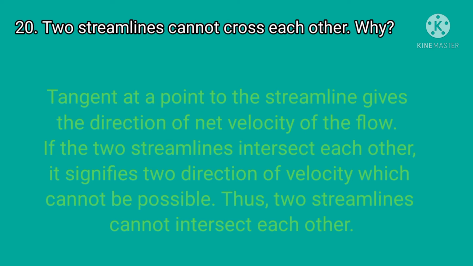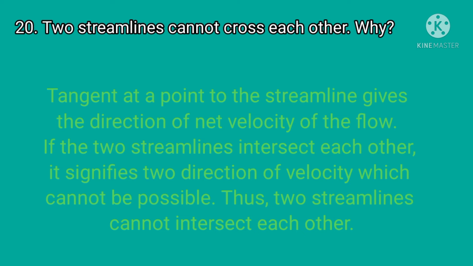Next, two streamlines cannot cross each other. Why? Tangent at a point to the streamline gives the direction of the net velocity of the flow. If the two streamlines intersect each other, it signifies two directions of velocity, which cannot be possible. Thus, two streamlines cannot intersect each other.